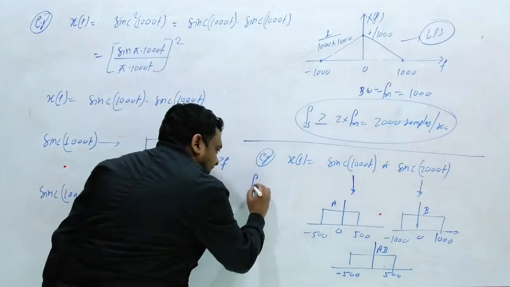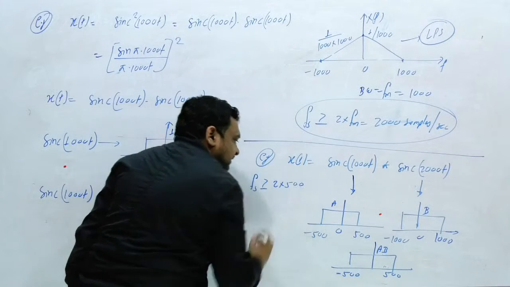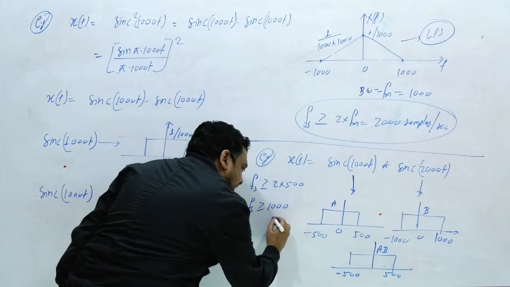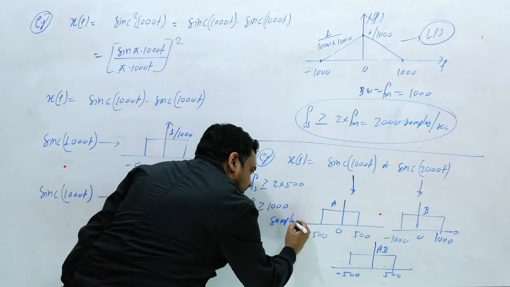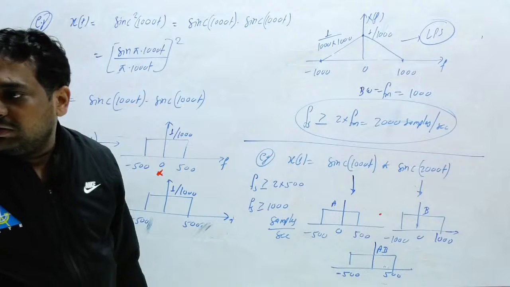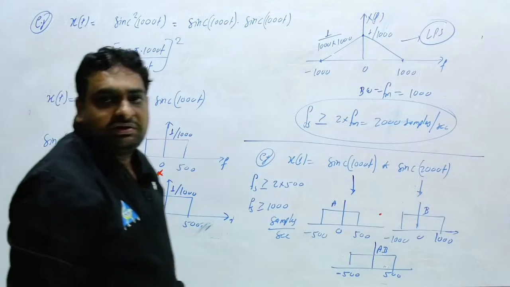So what will be the answer here? Fs is greater than or equal to 2 into 500. That is nothing but Fs greater than or equal to 1000 samples per second. 1000 samples per second. Getting my point?